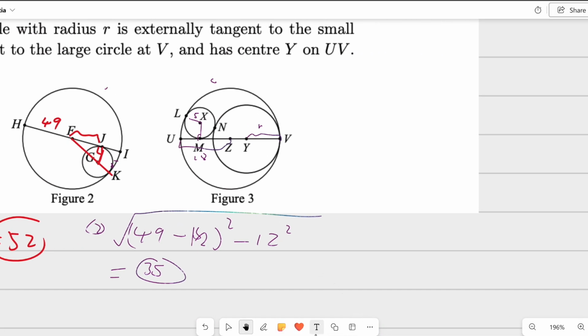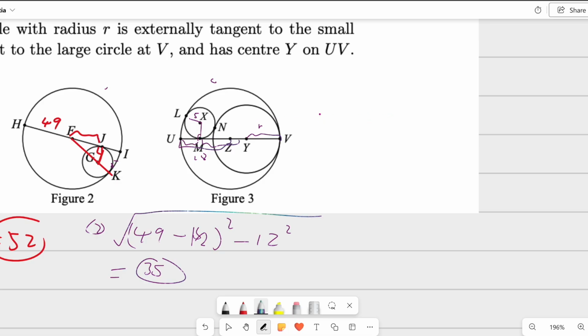So for this question, since we're trying to apply the thing we know in question 2, in question 3, the first thing we can do is try to see the similar circles, the circle centered at X and the circle centered at Z, to find this distance, and then we can find this distance.